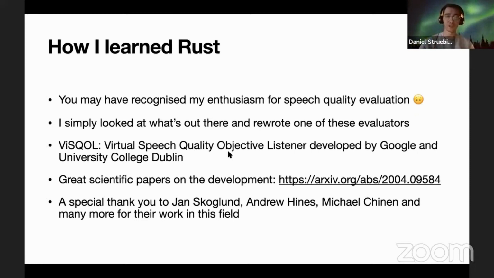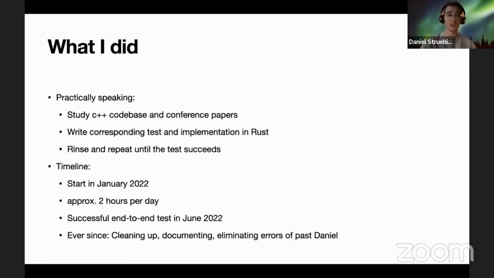And yeah, also just to stress this, this whole metric is something I personally didn't come up with myself. All of the iterations that went into the actual algorithm, that was mainly done by the people Jan Skoglund, Andrew Hines, and Michael Shinen. Hope I'm pronouncing that correctly. So I'd just like to say a special thank you to them, and also that the idea is not mine, but I've simply taken on the challenge of rewriting one of these in Rust.